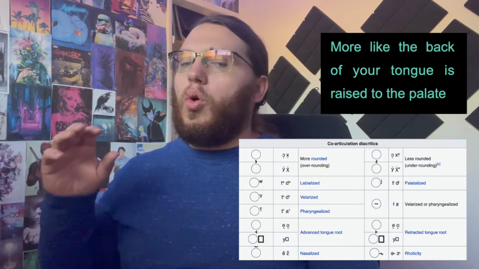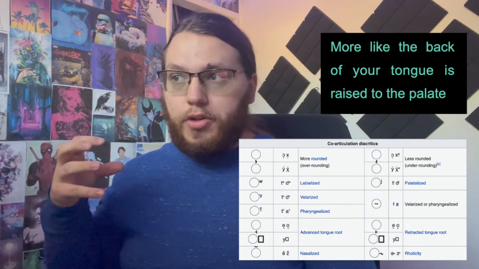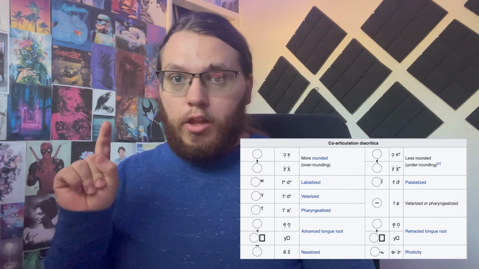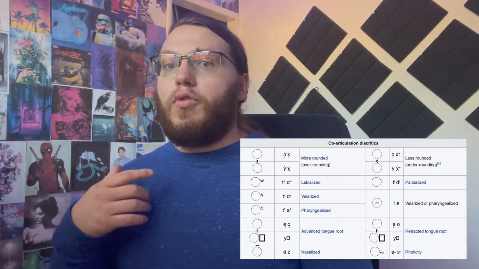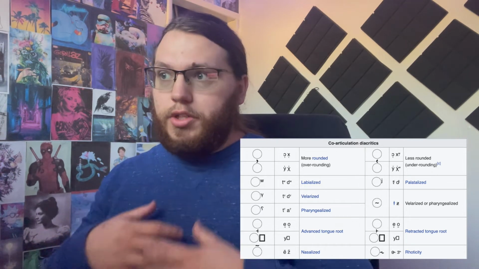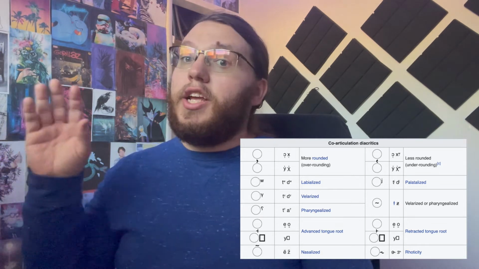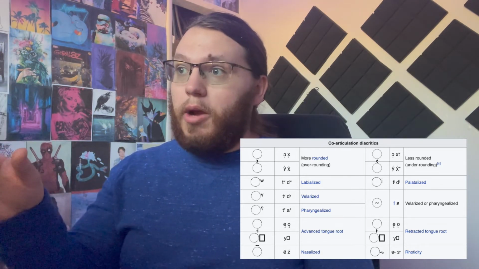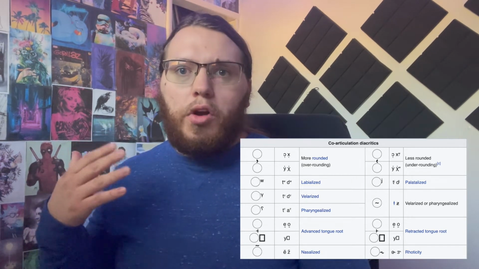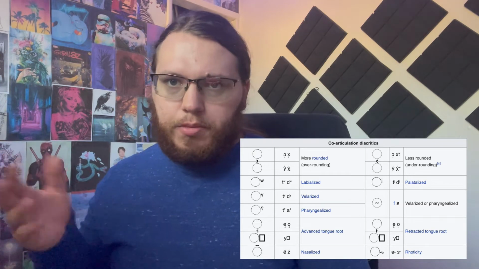Palatalized, your tongue is moving towards your palate while you're producing the sound. Velarized, the back of your tongue is raised up to your velum while you're producing the sound. Pharyngealized, your pharynx is tightening while you're producing the sound. And then this one here, velarized or pharyngealized. In older terminology, I've seen this described as laryngealized. It's kind of either or back there. Either your pharynx is getting tightened or your tongue is being raised up to your velum.